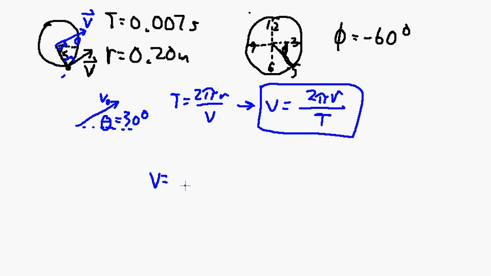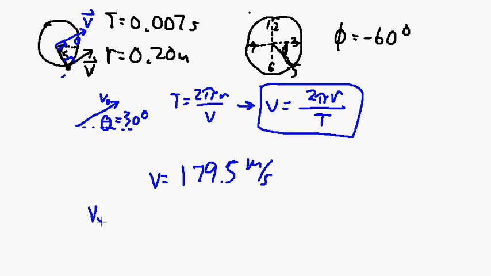2 times pi times r is 0.2, and then divided by 0.007. Okay, don't know if anyone caught that reference. But anyway, 179.5 meters per second. Holy moly, that thing is going fast, all right? And it's at an angle of 30 degrees.